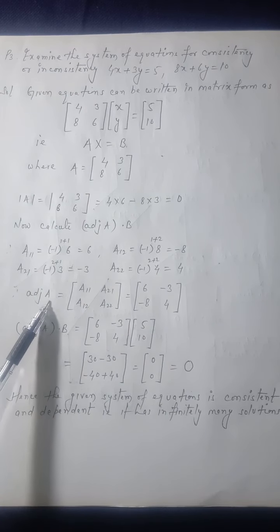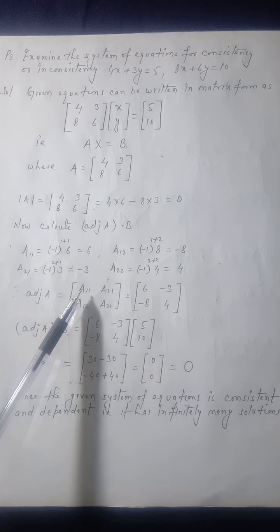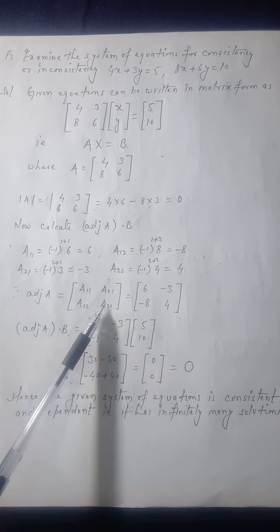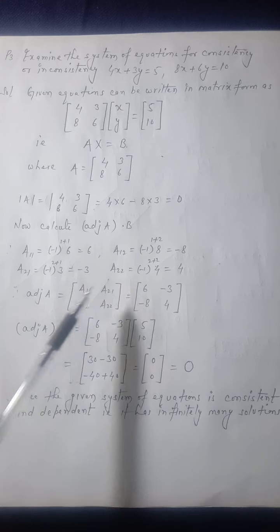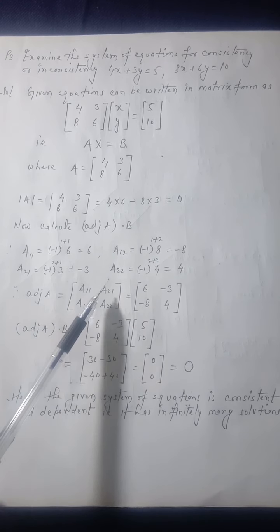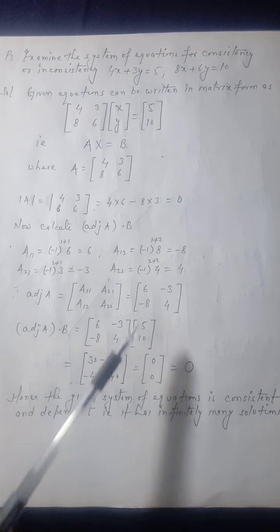Now adjoint of A means transpose of cofactor matrix. So I have already taken transpose, note it. In earlier case I have written A11, A12, A21, A22. Then we were taking transpose. But here adjoint of A means already I have taken transpose. So this is A11, A12, A21, A22. Put these values. So this is adjoint of A.